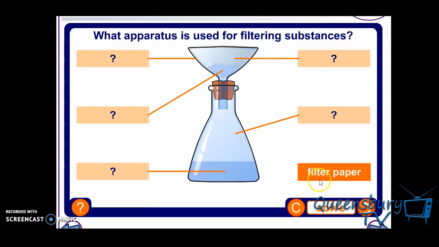Okay, now the answers. Check yourself against the parts. So here we have the funnel, here we have the filter paper, this is the residue, this apparatus is your conical flask, and right at the bottom we have our filtrate.